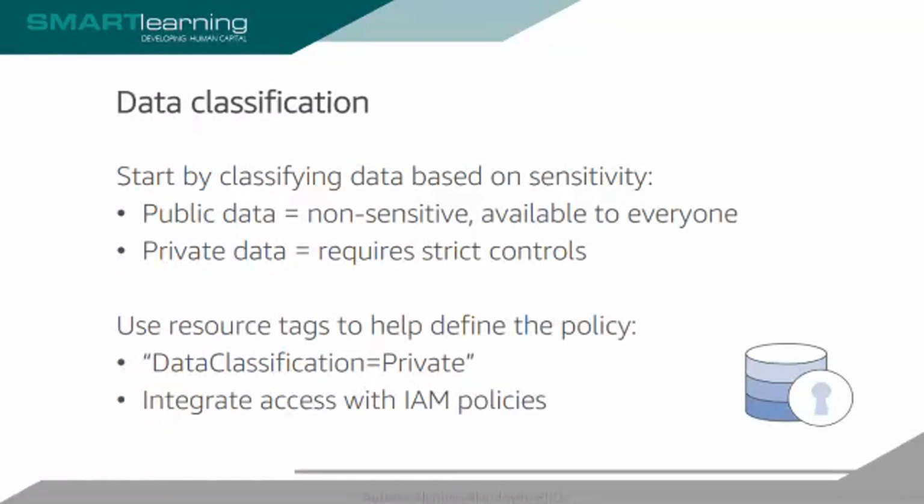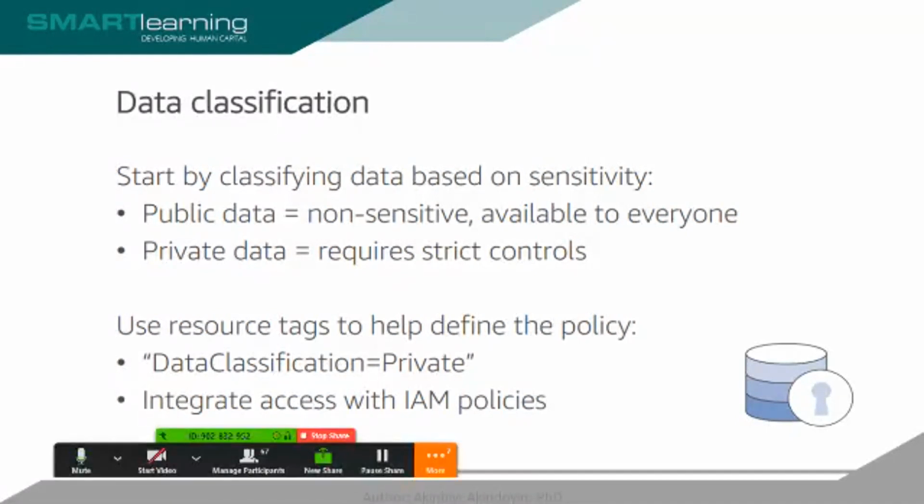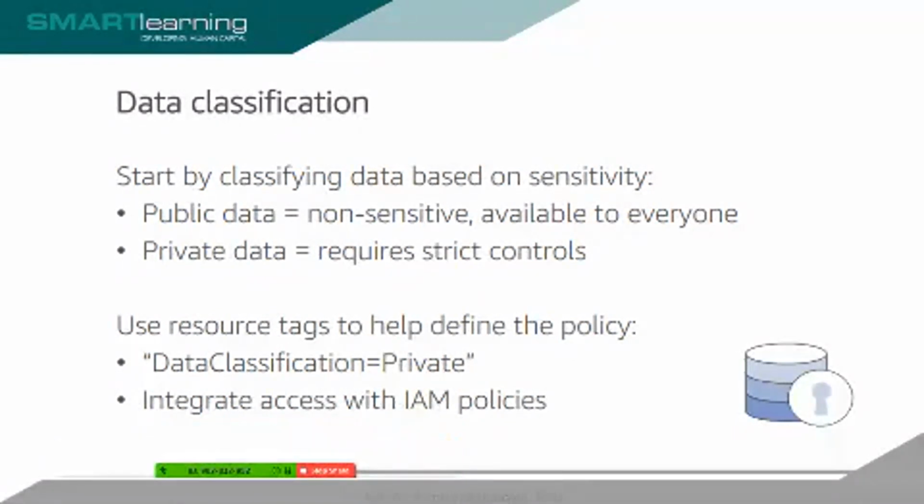So you can integrate access with IAM, because based on your data's classification, you now apply these policies. If it's public data, it's fine, the IAM policy can be open to anyone. But if it's private data, you want to restrict control by IAM policy, so that only a certain group of people or certain users have access to it.